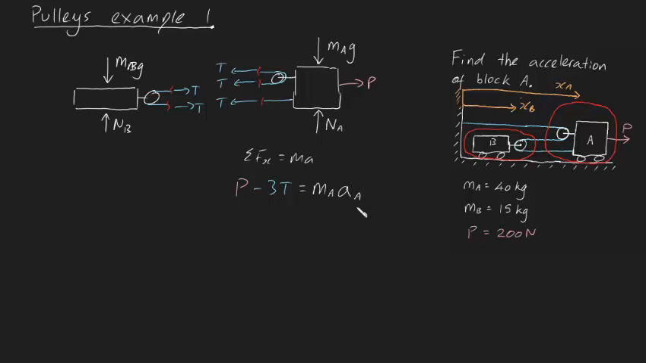Now, unfortunately, we're trying to find a_A, but we can't find that because we don't know this tension force. We're stuck, right? This is where this free body diagram comes in handy. If we apply the sum of forces in the x direction is equal to ma for this block, then in this case, we're going to get 2T.